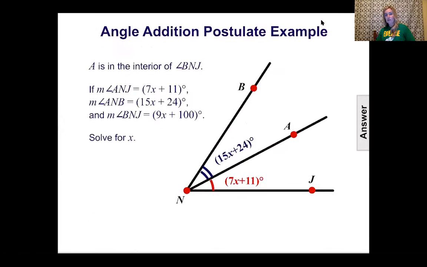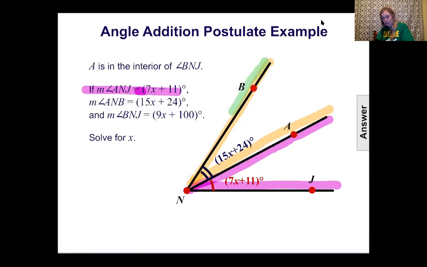So for the angle addition postulate example, this one's a bit more intense, so I'm going to color this first for you. It says ANJ, and we'll highlight that in purple. ANJ is right here. And then it says ANB. Sometimes they won't have the numbers written in the angles, so you'll have to put them in there, which is why it's important for you to be able to identify angles. And then we've got this right here. Oh, sorry, let me go back and highlight this so it's easier.